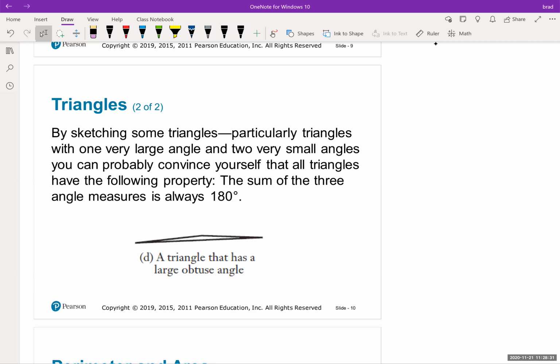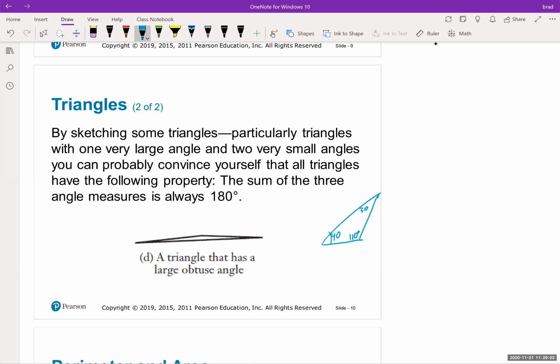By sketching some triangles, particularly triangles with 1 very large angle and 2 very small angles, you can probably convince yourself that all triangles have the following property. The sum of the 3 angle measures is always 180 degrees. So no matter what triangle you use, let's say I do this, that's not a right triangle. Let's say this is 40. Let's say this is 30. Well, then I know this has to be 110 degrees.